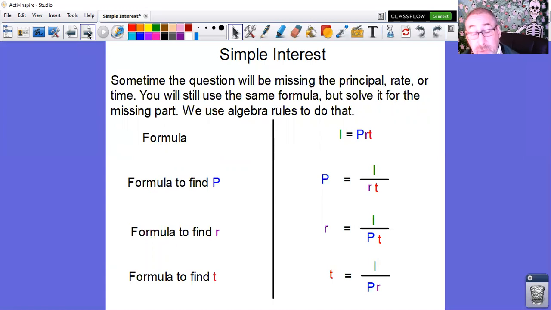So interest, of course, we divide on one side, we divide on the other, so that becomes interest divided by rate times time. Same thing with rate. We want rate R by itself, so we're going to divide the principal, the P and the T, from both sides. So we get interest divided by principal times time. And then, of course, our time, same situation. This time we're going to divide by principal times rate. So these next few will model these kinds of problems.